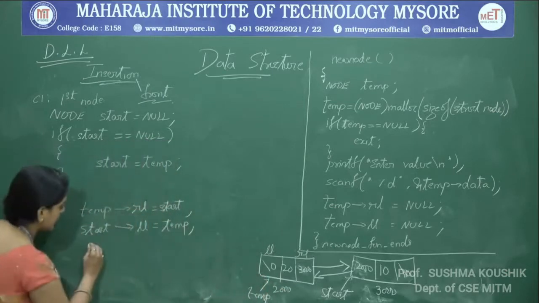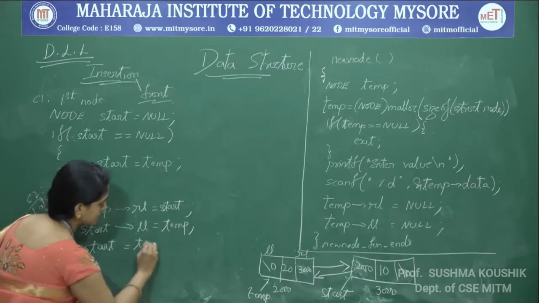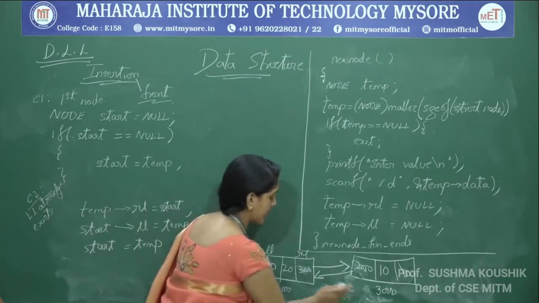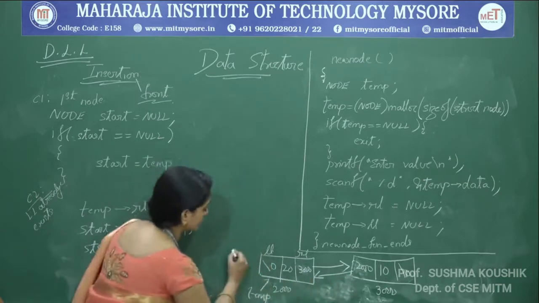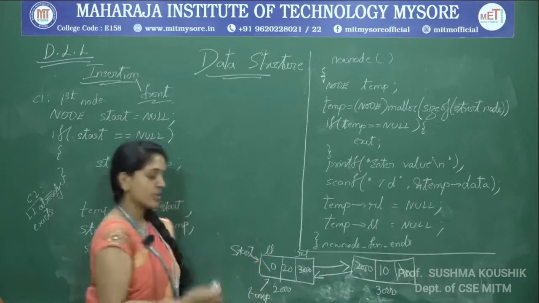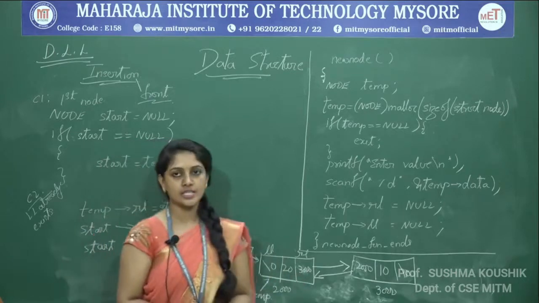So how do I make it? Start is equal to temp. So with this, start will no more point to the 3000 address, it will point to 2000. Okay, so I can now reuse the temp pointer. That's how the front insertion is done.